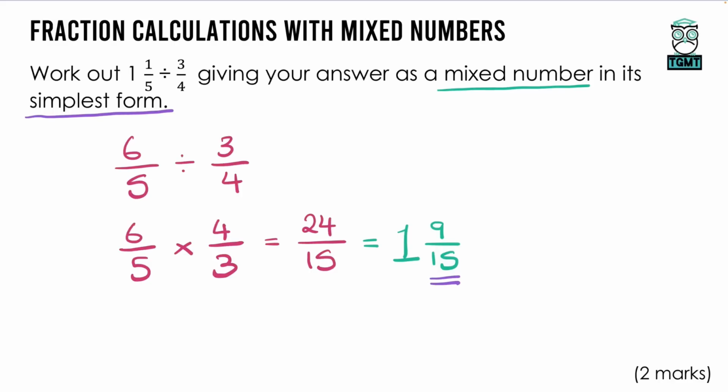Now this one, 9 and 15, they do both divide by 3. So we can simplify that fraction, and that would give us 1. 9 divided by 3 is 3, and 15 divided by 3 is 5. So our final answer there, as a mixed number, in its simplest form, is 1 3/5.